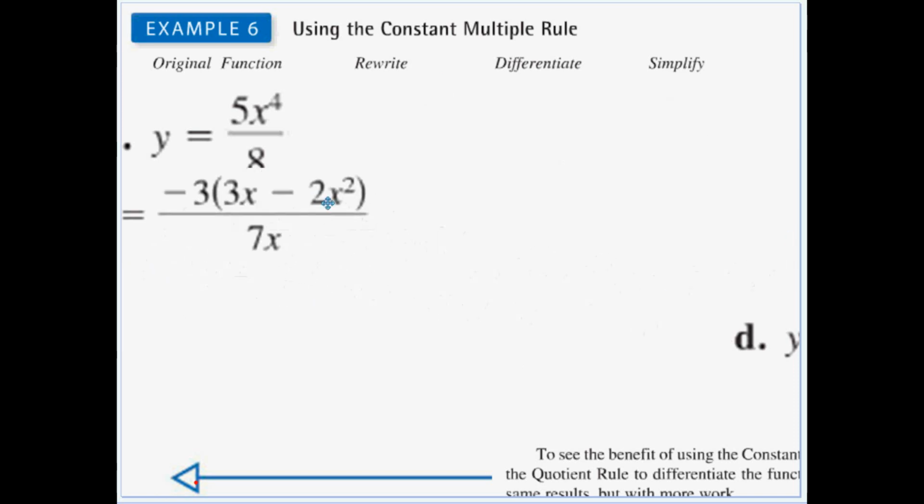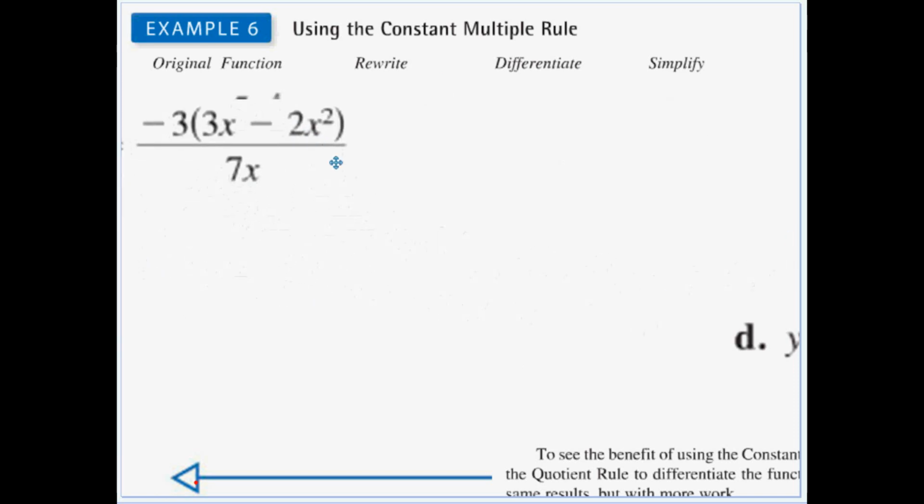Letter C. Ooh, look at this one. We've got a few things going on here. A negative 3/7 out front. We've got an x downstairs. Now what we can do here, again, we could do the product or the quotient rule on this, but it would turn into quite a mess.